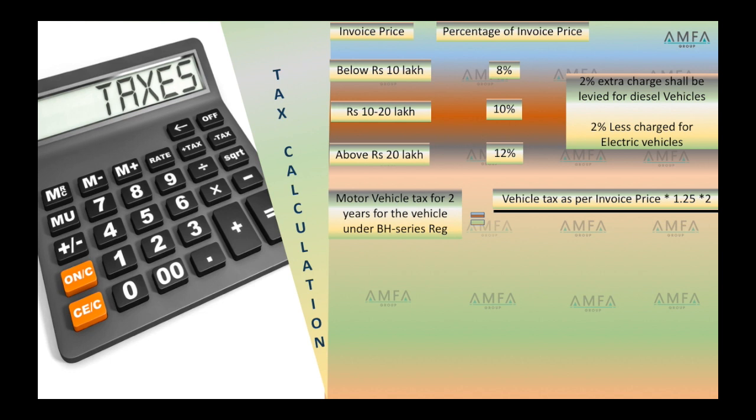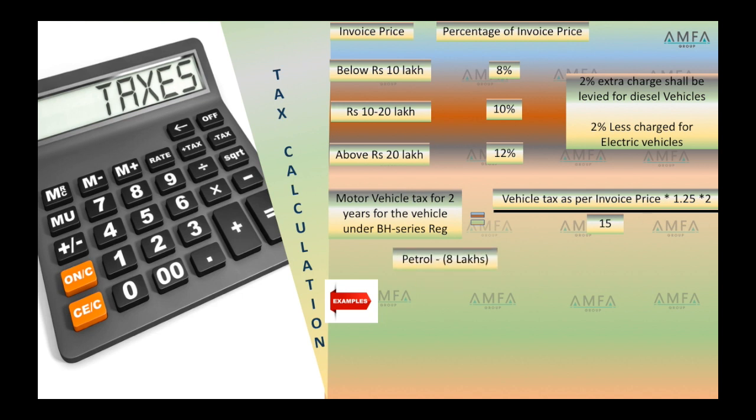Suppose the vehicle tax as per the invoice is calculated as per the above table, then the formula goes like this: vehicle tax as per invoice price into 1.25 into 2. 2 stands for 2 years. Divide by 15, because the 8%, 10% or 12% has been calculated for 15 years. 15 is the lifetime tax duration. Presently, we pay tax for 15 years.